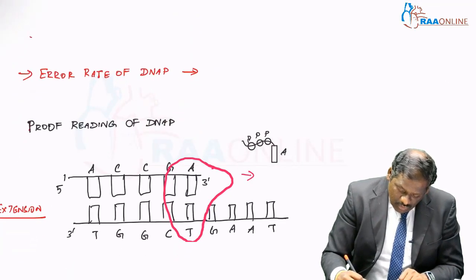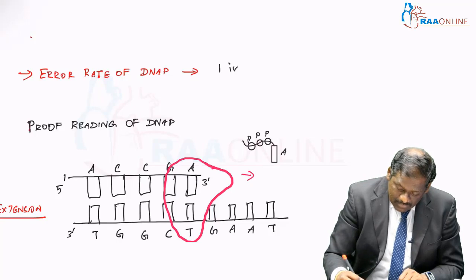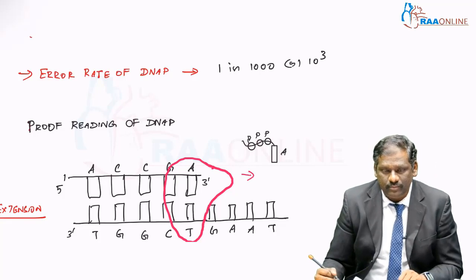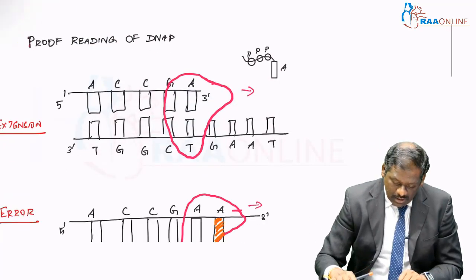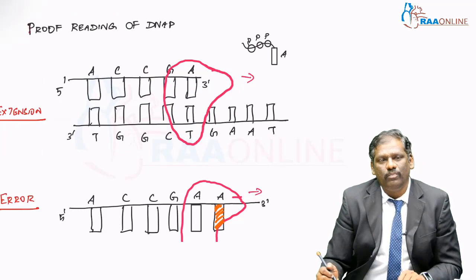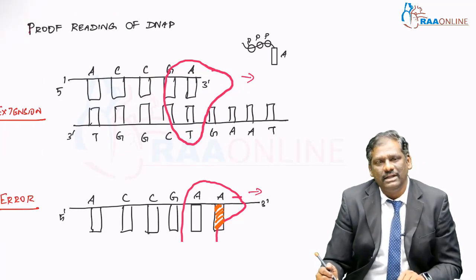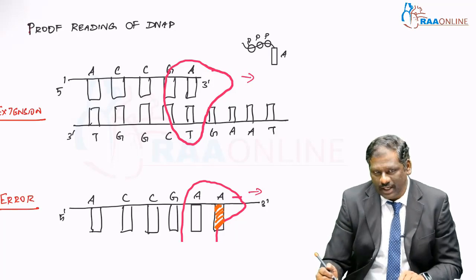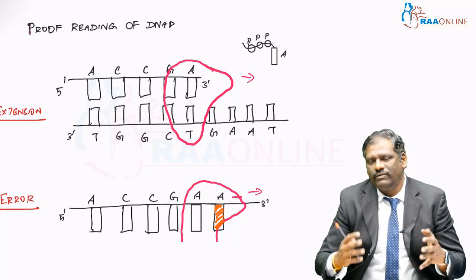So I told you before, what is the error rate of DNA polymerase? That is 1 in 1000 or 10 power 3. Okay, now there is this function of proofreading of DNA polymerase. What do you mean by proofreading of DNA polymerase? What is the role of DNA polymerase?